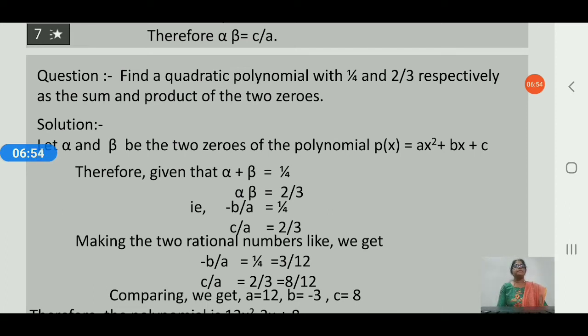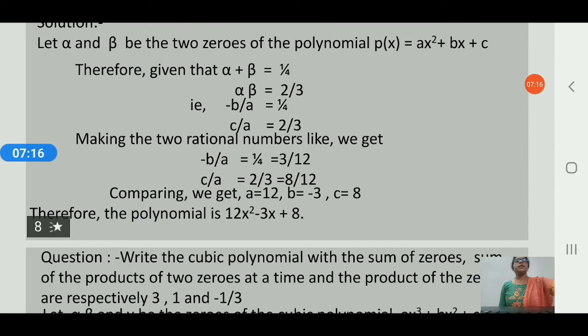Now we are equating. Negative b by a is 1 by 4, and we can write it as 3 by 12. And c by a is 2 by 3, we can write it as 8 by 12. That is, we are equalizing the denominator. On comparing, we will get a is equal to 12 and b is equal to negative 3 and c is equal to 8. Then we can substitute our a, b, c in our standard form.